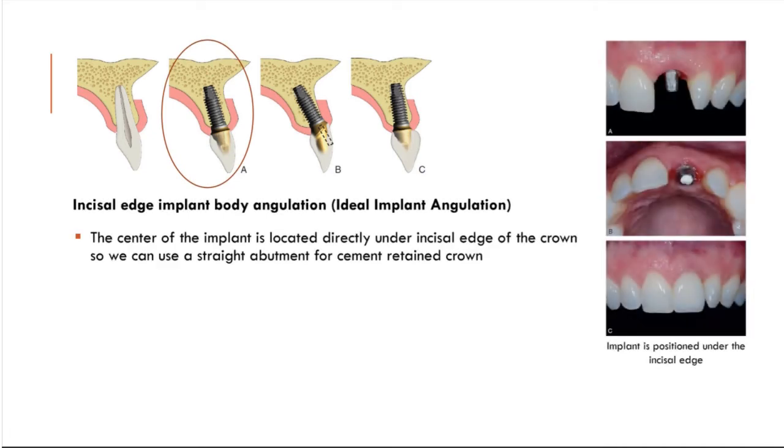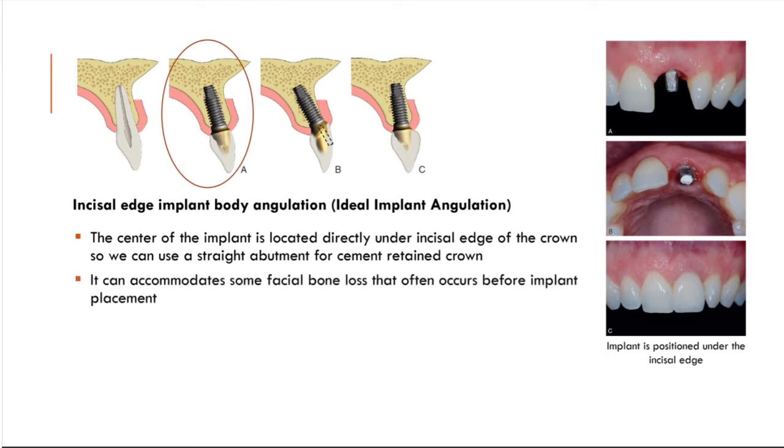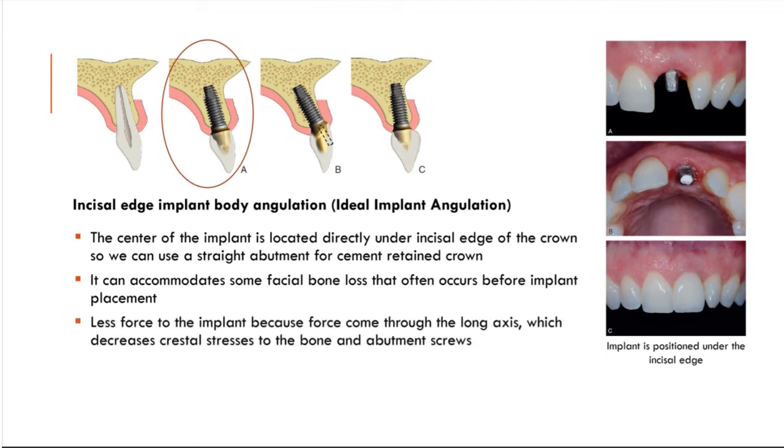The center of the implant is located directly under the incisal edge of the crown, so in this case we can use a straight abutment for a cement retained crown. It can accommodate some facial bone loss that often occurs before the implant placement. And there will be less force to the implant because force comes through the long axis, which decreases crestal stresses to the bone and abutment screws.